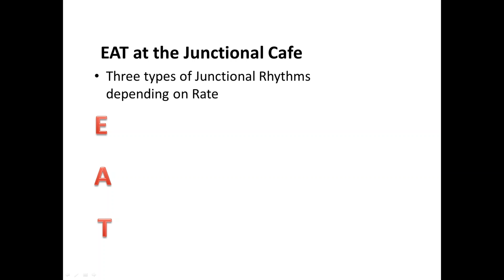Once we've determined we have a junctional rhythm, let's figure out which one. And to do that, we're going to eat at the Junctional Cafe, EAT. There are three types of junctional rhythms, and which one it is dependent on the rate. First, there's junctional escape. The rate is 40 to 60. This is what happens when the AV node is not being told by the SA node what to do. It just does whatever it wants.